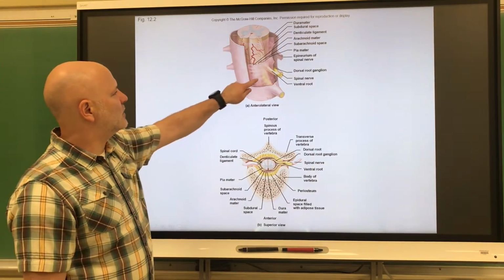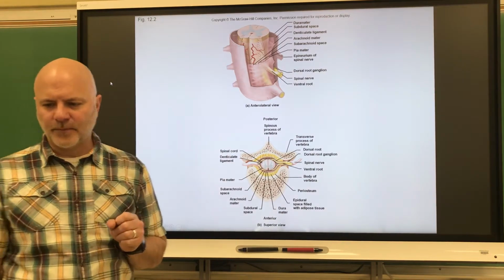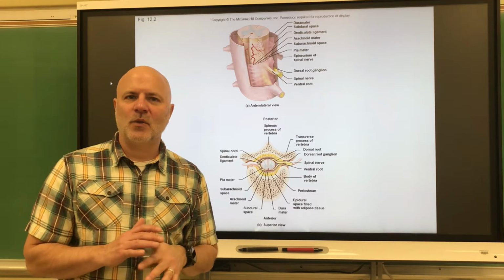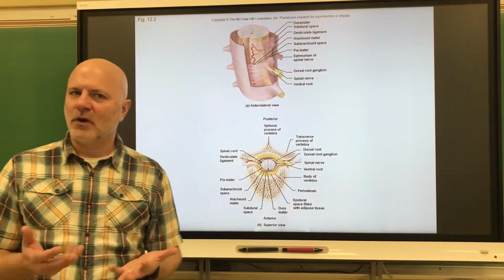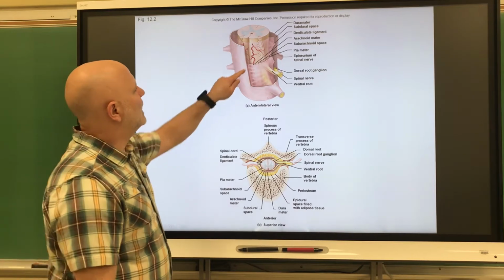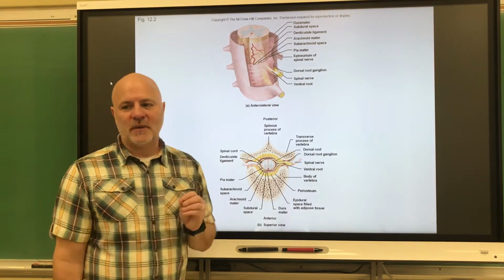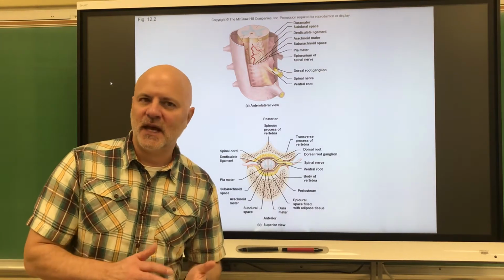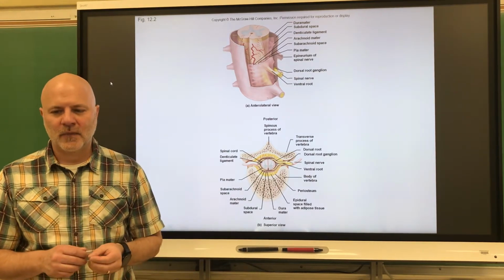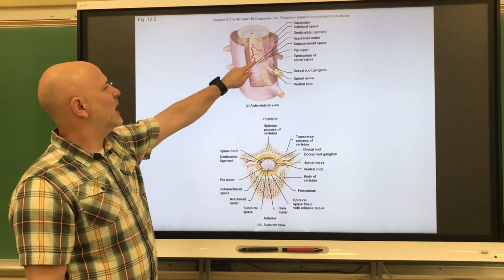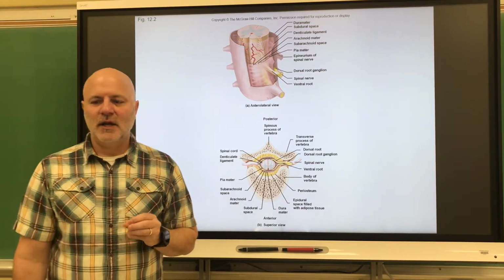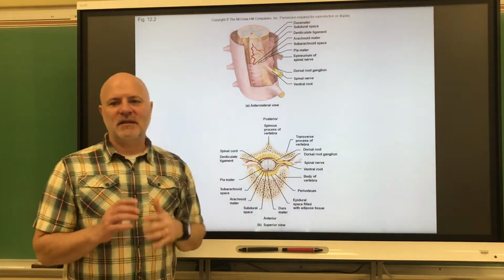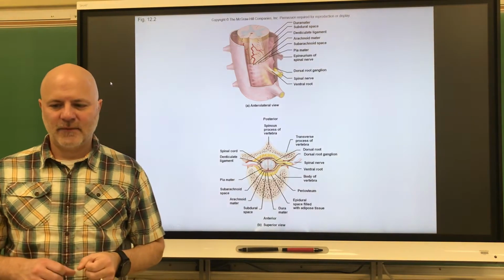Next is arachnoid mater. This is the middle layer of the meninges. The arachnoid mater has a web-like pattern to it, and that's why they call it arachnoid mater. The next layer, which is directly on the brain and spinal cord, is called the pia mater, and that's the innermost layer of the meninges. Between the arachnoid mater and the pia mater is a little space, known as the subarachnoid space. That subarachnoid space contains cerebrospinal fluid, CSF.